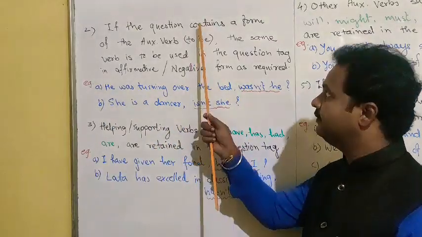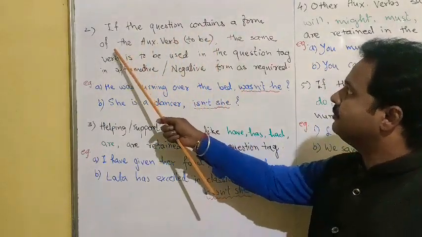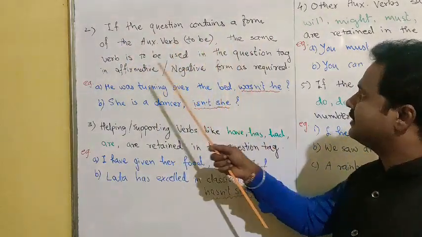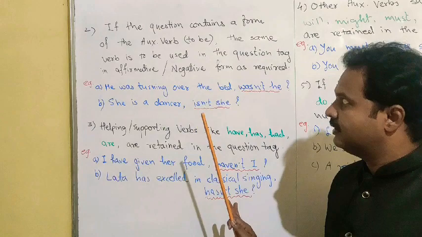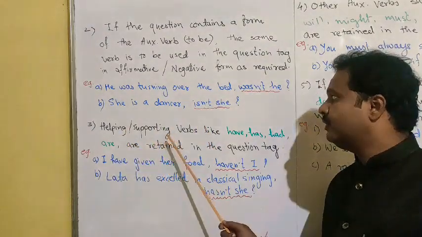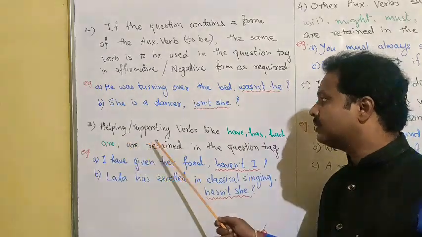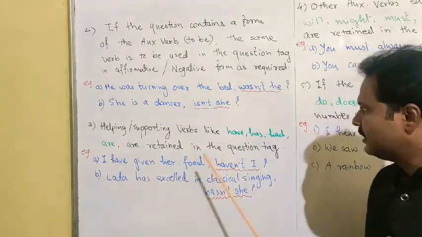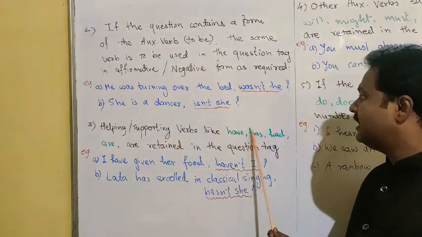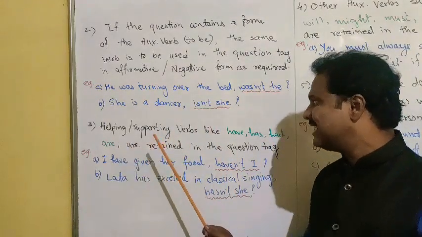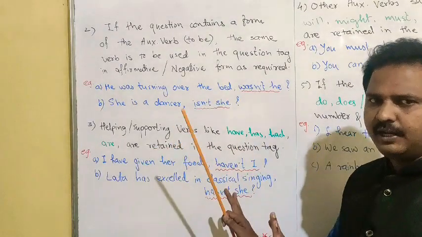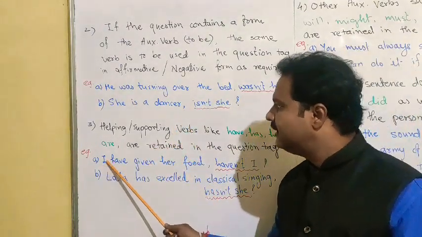That is the rule. If the question contains a form of the auxiliary verb to be, the same verb to be is used. The second rule. The third rule gives us that helping or supporting verbs like have, has, had and are, have, has, had or are contained in the statement, are retained in the question tag. Keep it as is. These are examples.